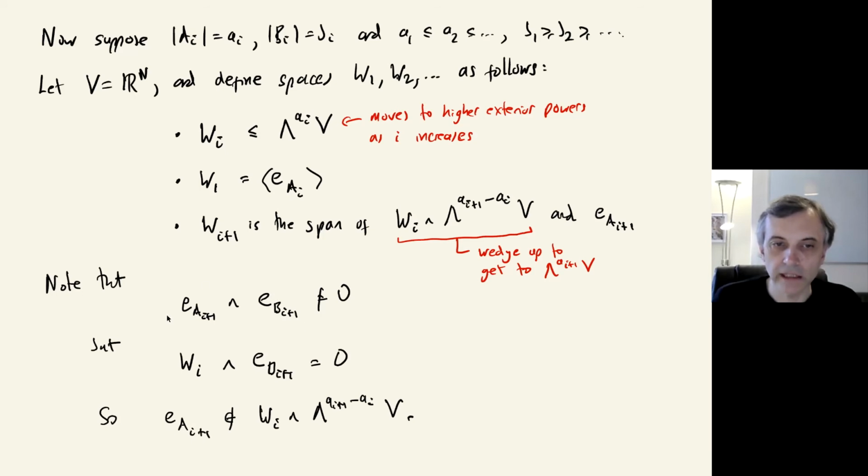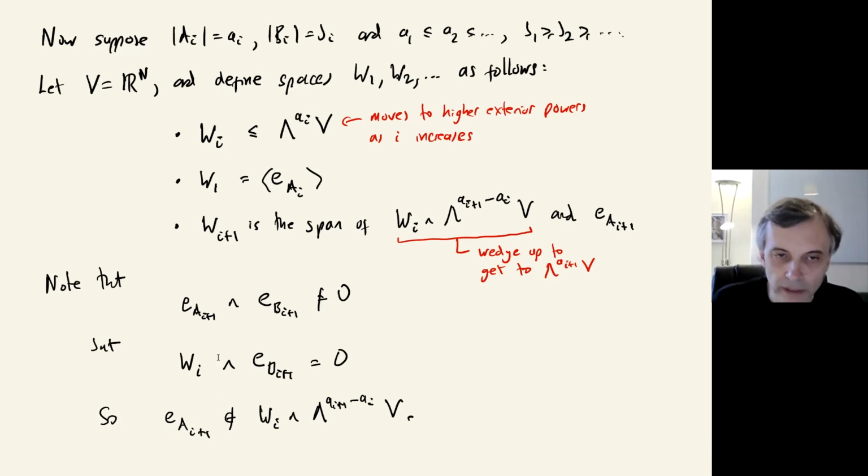So e_{A_{i+1}}. So what I want to show is that we have nice sort of, I don't want to say orthogonality because that's not the right word, but nice product properties. e_{A_{i+1}} and e_{B_{i+1}}, they have a non-zero wedge product as usual, because A_{i+1} and B_{i+1} are disjoint. And we're in a huge dimensional space, so we don't have to worry about the ambient dimension.